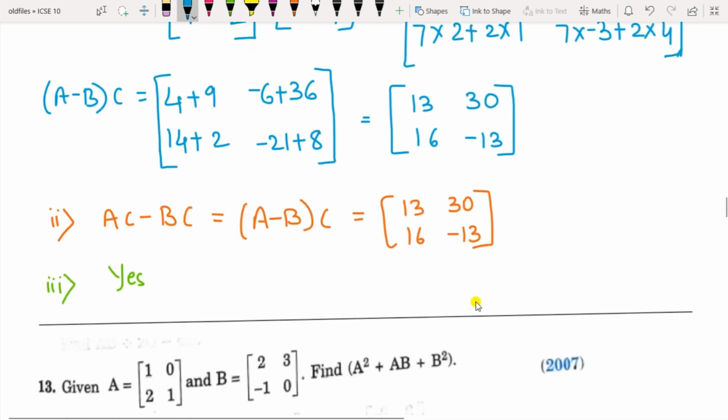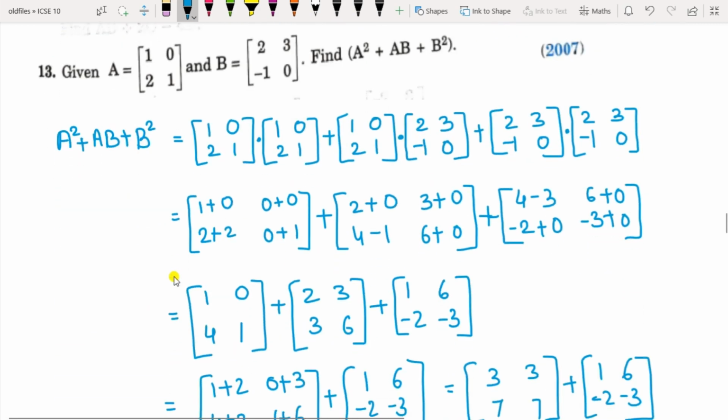Now they are asking, is it possible to have AC minus BC? So yes, it is possible. And what will be its value? As you multiply this C inside the bracket, you will be getting the same matrix. So its value will also be the same. That is 13, 30, 16, minus 13. And are these two operations equal? So yes, they are equal.